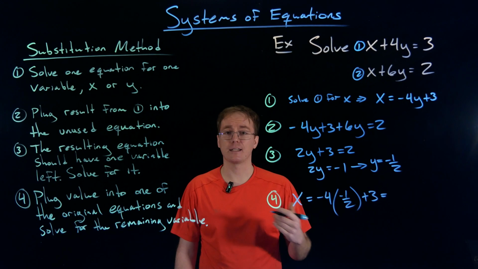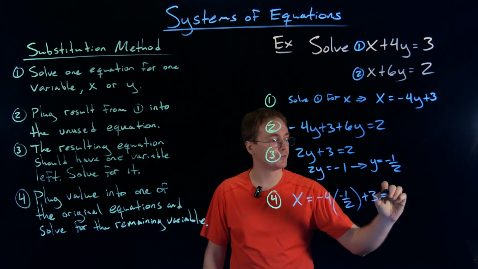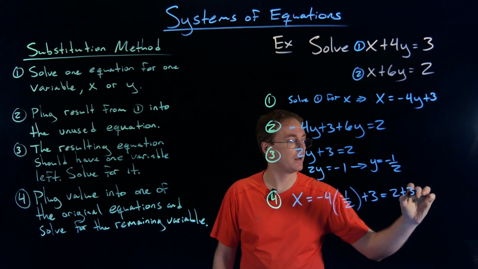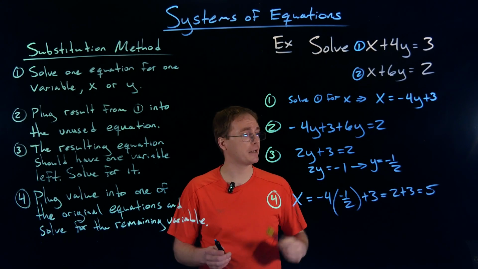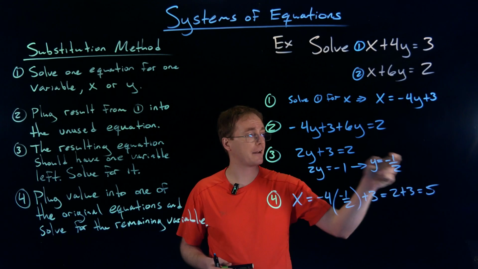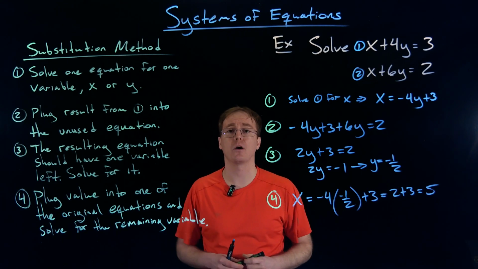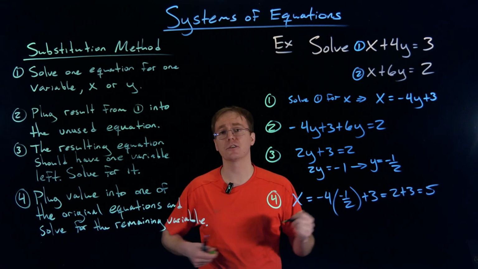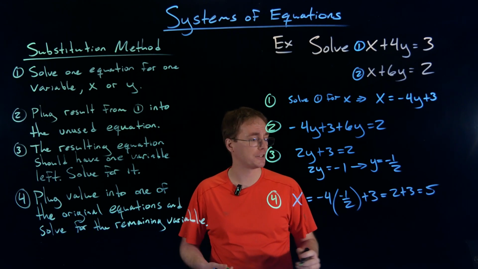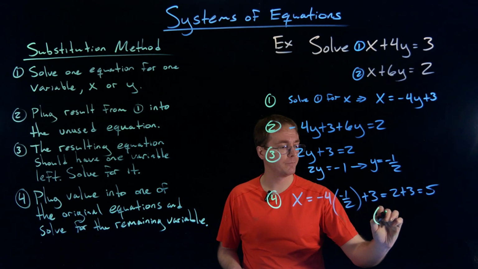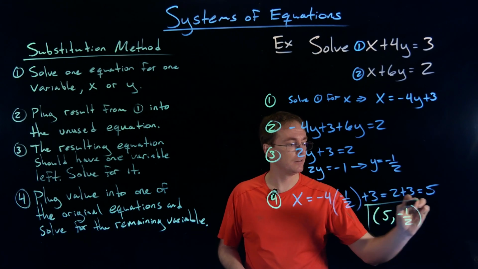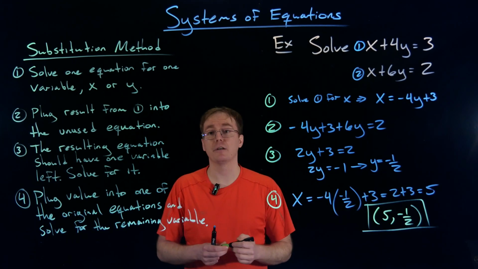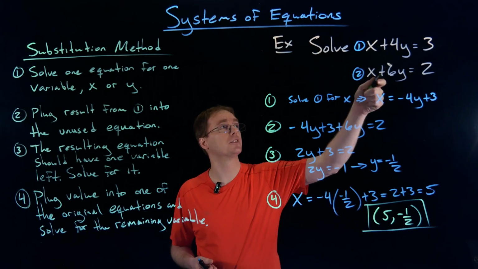Well, negative 4 times negative 1/2 is going to be positive 2. So this simplifies to 2 plus 3, which is equal to 5. And so now we have both our x coordinate and our y coordinate for the solution to our system of linear equations. So let's go ahead and write our final answer down as a nice ordered pair, x comma y. So x is 5, y is negative 1/2. That is the point of intersection or the solution to this linear system.